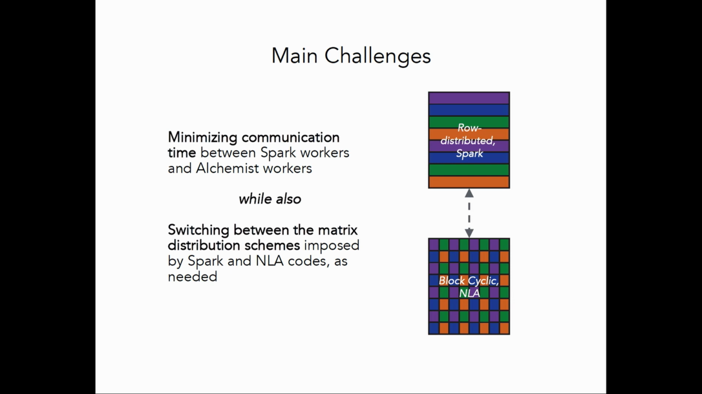Spark stores these things. There's no matrix. There's no rows. There's no columns. This is an RDD. Everything else we're putting on top of that, right? So it stores it in row distributed format. By row, I mean matrix row, not database row, although there's some relationships, while also switching between Spark distributed schemes, matrix distributed schemes imposed by Spark and numerical linear algebra codes.